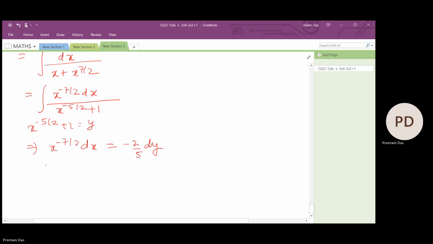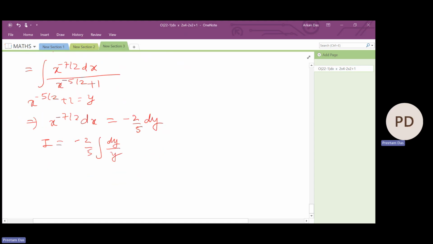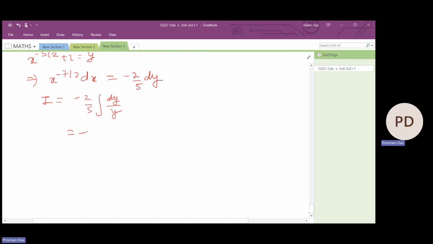dy. So I becomes minus 2 over 5 integration dy by y. This will become ln, so minus 2 by 5 ln mod y. And what is y? 1 plus x raised to minus 5 over 2. If we convert this into positive powers, x raised to 5 by 2 over x raised to 5 by 2 plus 1, plus c.